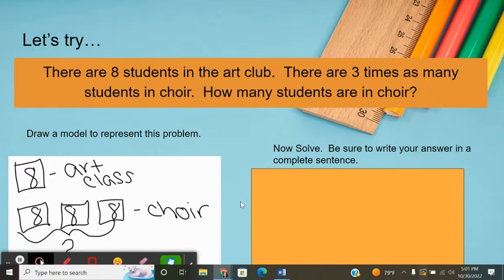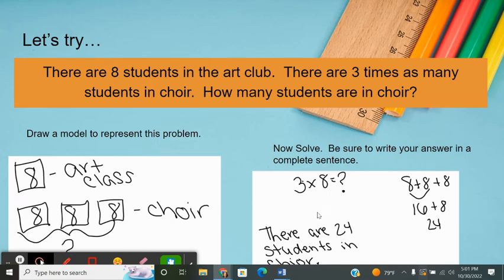All right, so does yours look like mine? My number sentence is 3 times 8, with 3 being the times and 8 being the students. So I solved it right here. I just used repeated addition if I just didn't know my 3 times 8. So I went 8 plus 8 is 16, plus another 8 is 24. So there are 24 students in choir.